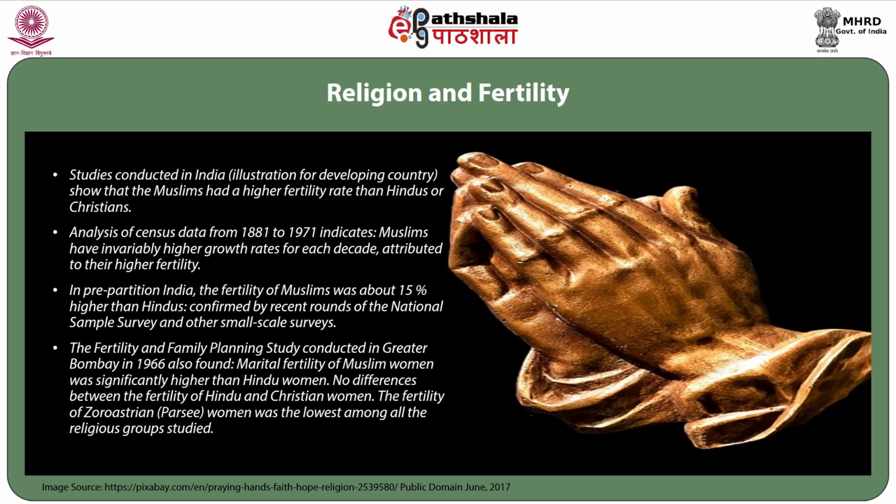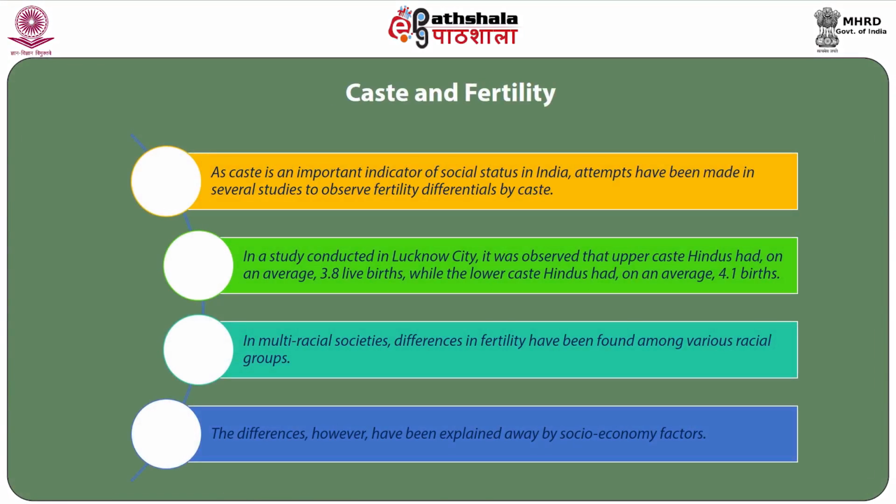The fertility and family planning study conducted in Greater Bombay in 1966 also found that marital fertility of Muslim women was significantly higher than that of Hindu women. No differences were observed between the fertility of Hindu and Christian women. The fertility of Parsi women was at a higher level. Caste and fertility. As caste is an important indicator of social status in India, attempts have been made in several studies to observe fertility differentials by caste. In a study conducted in Lucknow city, it was observed that upper caste Hindus had on average 3 live births, while the lower caste Hindus had on average 4.1 births.